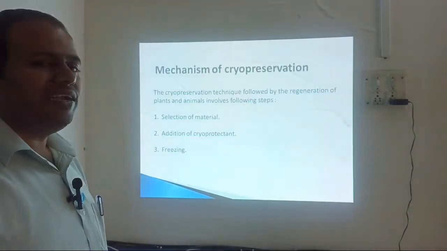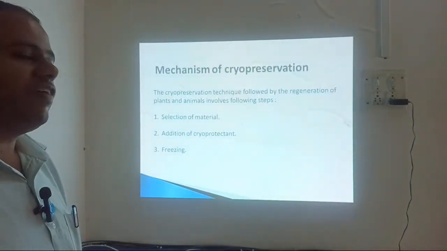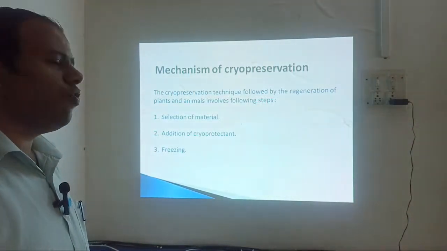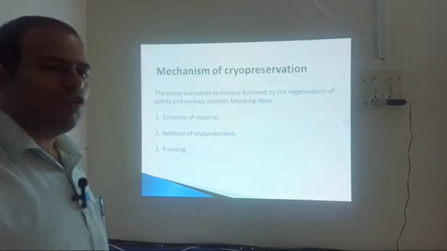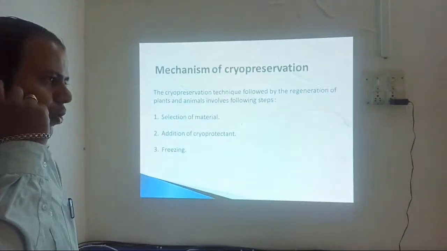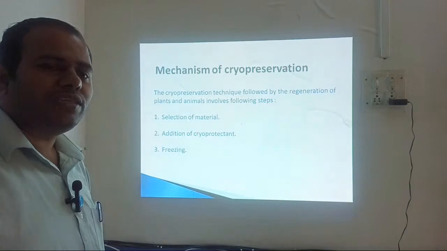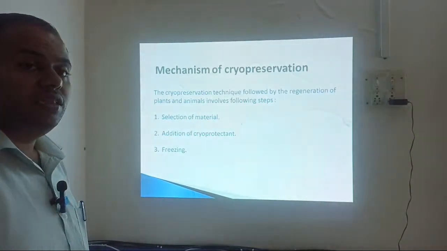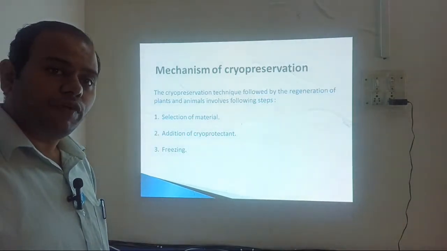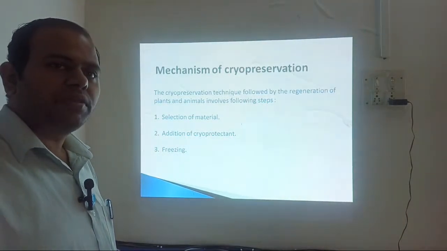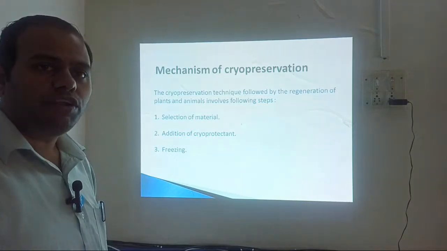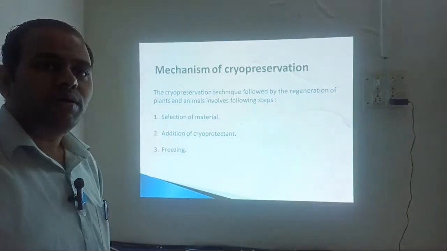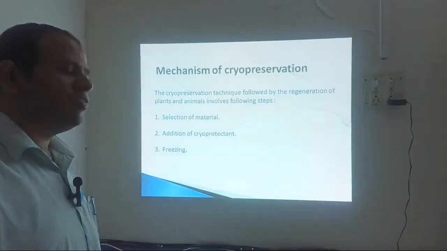So let's see the mechanism of cryopreservation, which is very important here. There are different steps in the mechanism of preservation of plant as well as animal tissue. First of all, the first step is selection of material. The material which you are selecting for cryopreservation is very important. Why? Because is the material that you are preserving worth preserving, or can it be preserved? These are all the different criteria that are involved here. So the material that should be selected for preservation is very important.